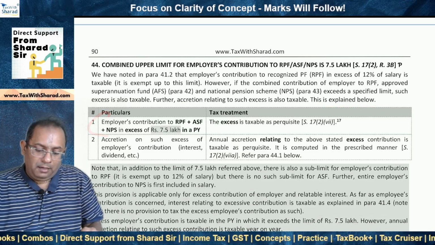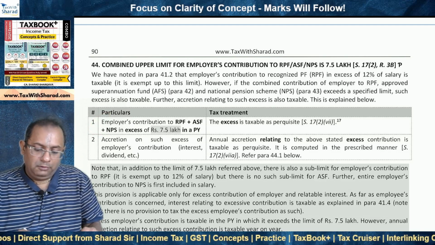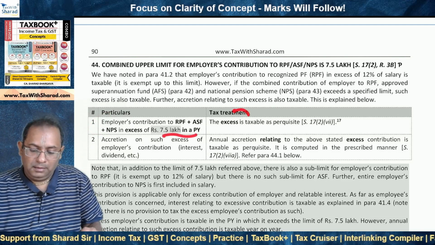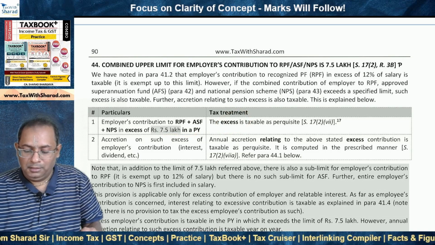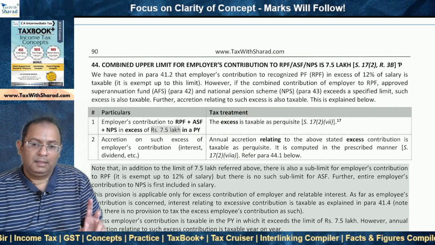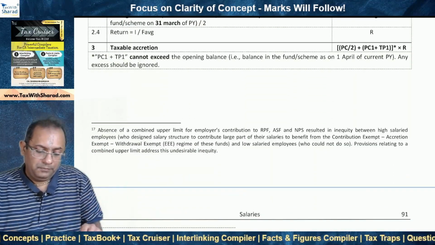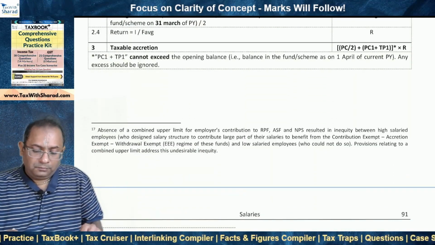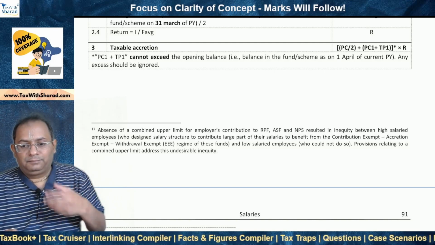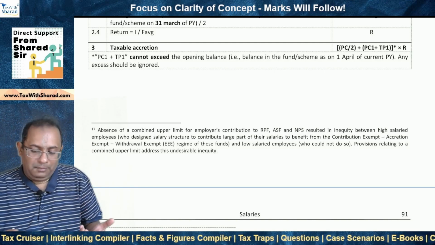Employer's contribution to RPF plus ASF plus NPS in excess of 7.5 lakh in a previous year, the excess is taxable as perquisite under section 17(2)(vii). Under section 17(2)(vii), this excess is taxable. And what is the logic? Some time back, this limit was not applicable.